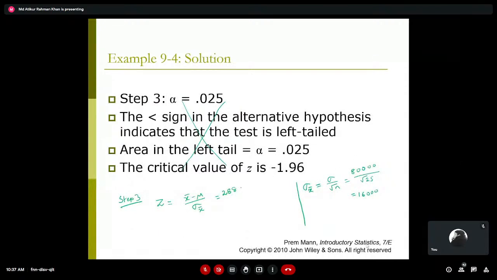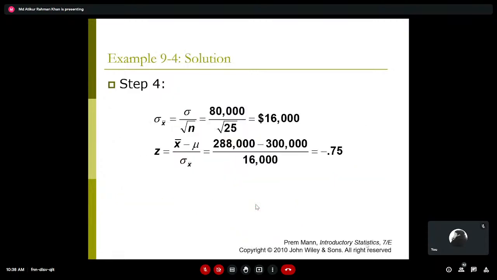288,000 minus the mu, which is 300,000, divided by sigma x bar, that is 16,000 essentially. So you'll be getting the value of Z: minus 0.75. This calculation has been done here.